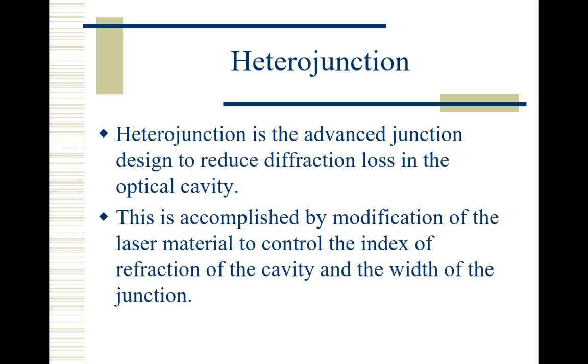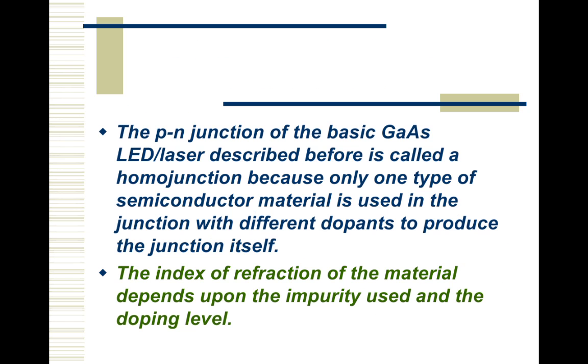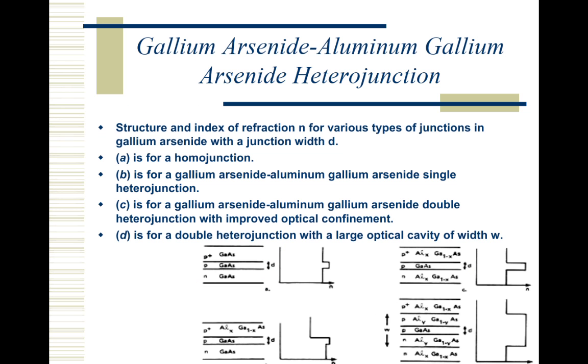Now heterojunction means what? One or two or more n-type materials and p-type materials are available. I have shown you one figure. The p-n junction of the basic gallium arsenide LED or laser described before is called a homojunction because only one type of semiconductor material is used in the junction, with different dopants to produce the junction itself. The index of refraction of the material depends upon the impurity used and the doping level. So we have studied the heterojunction.